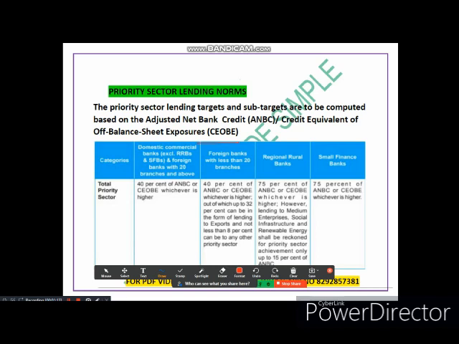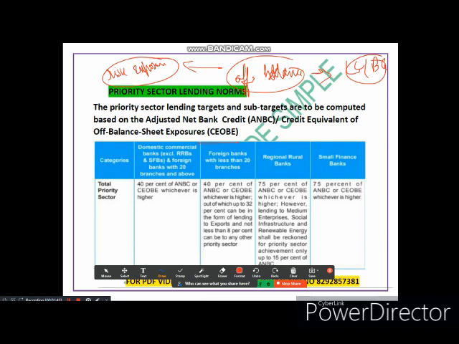You know about off balance sheet exposure. Off balance sheet exposure means, for example, LC or BG. These are not reported in the balance sheet, right? These are off balance sheet exposures. Friends, these activities have an associated risk exposure for the bank. The credit equivalent of off balance sheet exposure is a measure that quantifies this risk exposure.